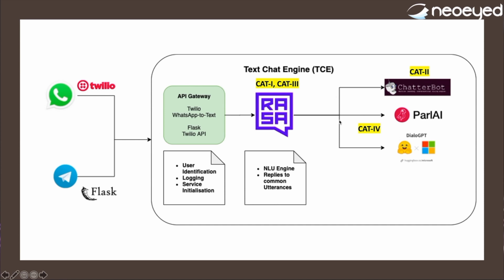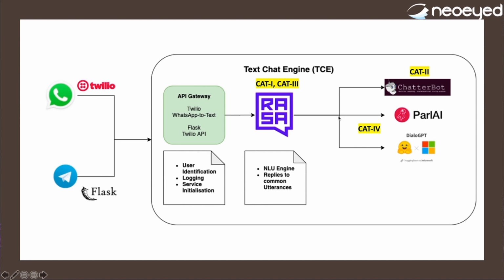You get the data back from here, and then it responds back, and for category 4 it can use either one of these. Right now I'm showing Pearl AI, but this other one is also in the process of being integrated. So both of these together can do it.